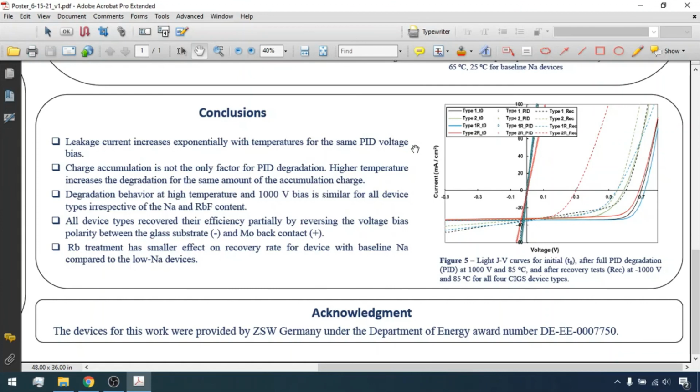All device types recovered their efficiency partially after reversing the voltage bias and changing the polarity between the soda-lime glass and back contact. And rubidium treatment has a small effect on recovery rate for devices with the baseline sodium compared to devices with the low sodium content.